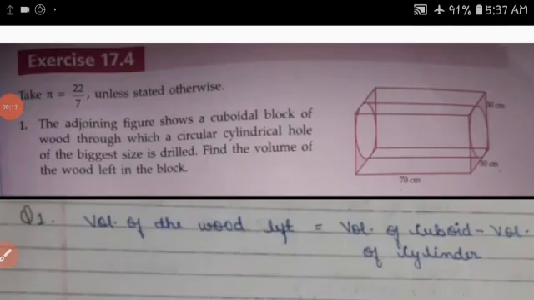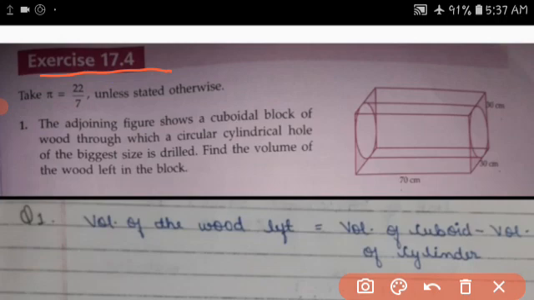Exercise 17.4. Your first question. The adjoining figure shows a cubical block of wood through which a circular cylinder hole of the biggest size is drilled. Find the volume of the wood left in the block.